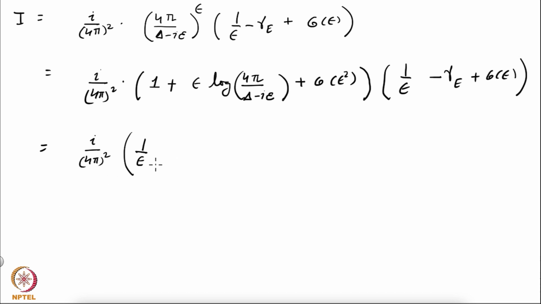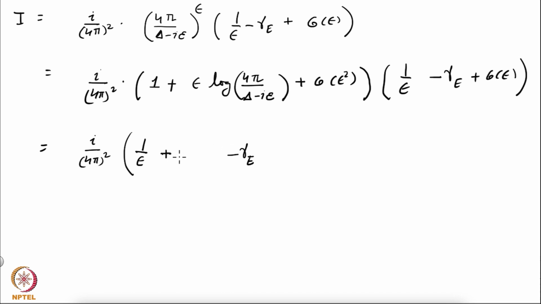Now let's look at terms of order epsilon to the 0. The next thing in powers of epsilon is epsilon to the 0, meaning a constant. So how do you generate that? When you multiply this constant here with that constant there, that gives you one such term. So let's write it here, minus gamma E, and the other way you generate it is when you multiply this 1 over epsilon term with the order epsilon term. That will give you log 4 pi over delta minus I epsilon.